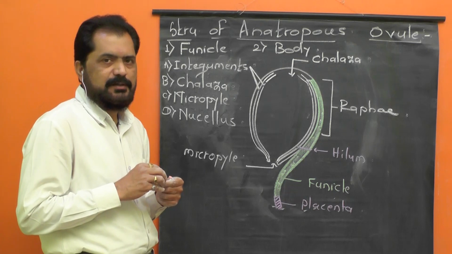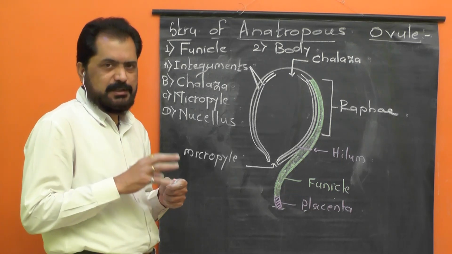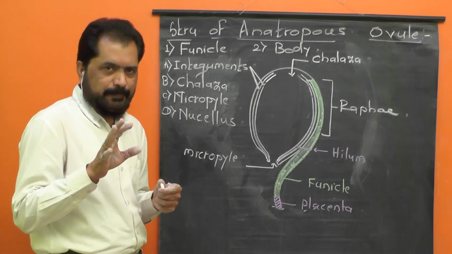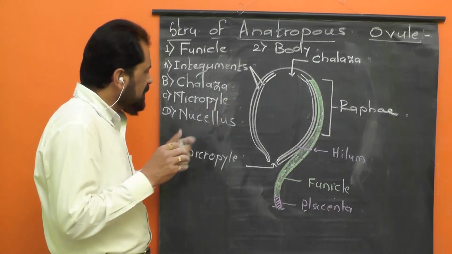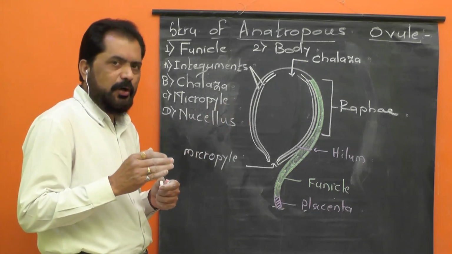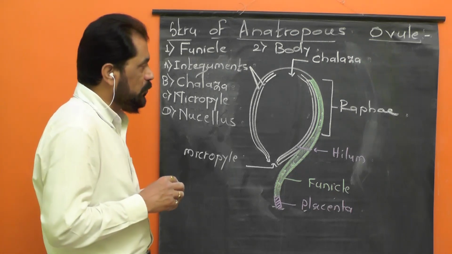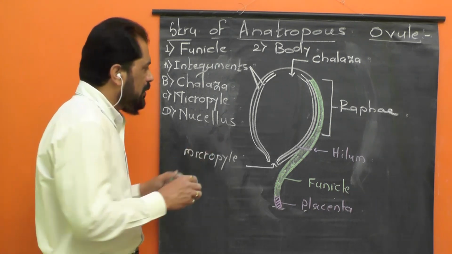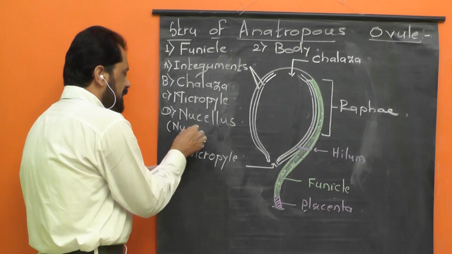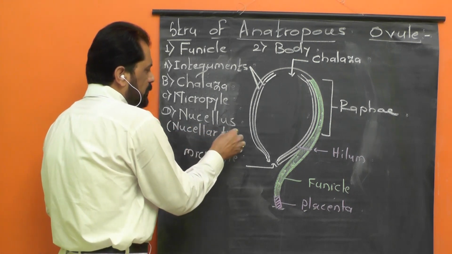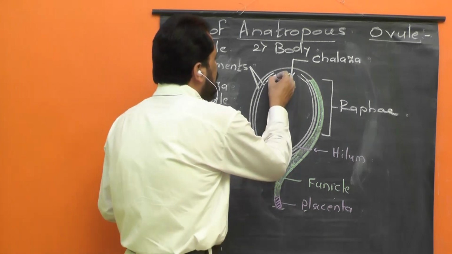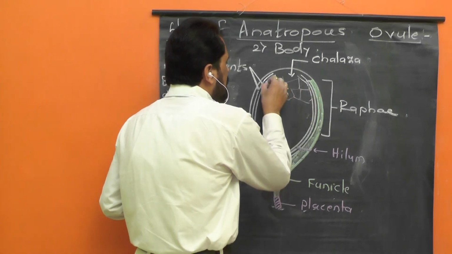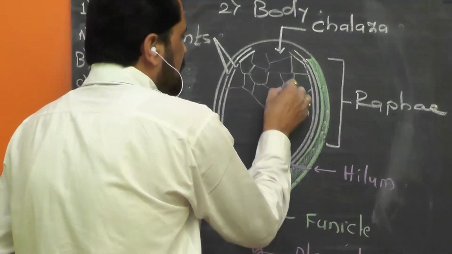You know, in 11th we have studied that parenchyma, also called the ground tissue, is a living tissue. Its cell walls are thin. Am I right? So let me show you: the mass of diploid, thin-walled, colorless parenchymatous tissue enclosed within the integuments is known as nucellus or nucellar tissue. I am going to show it in the diagram. Look, these are supposed to be the parenchymatous cells.